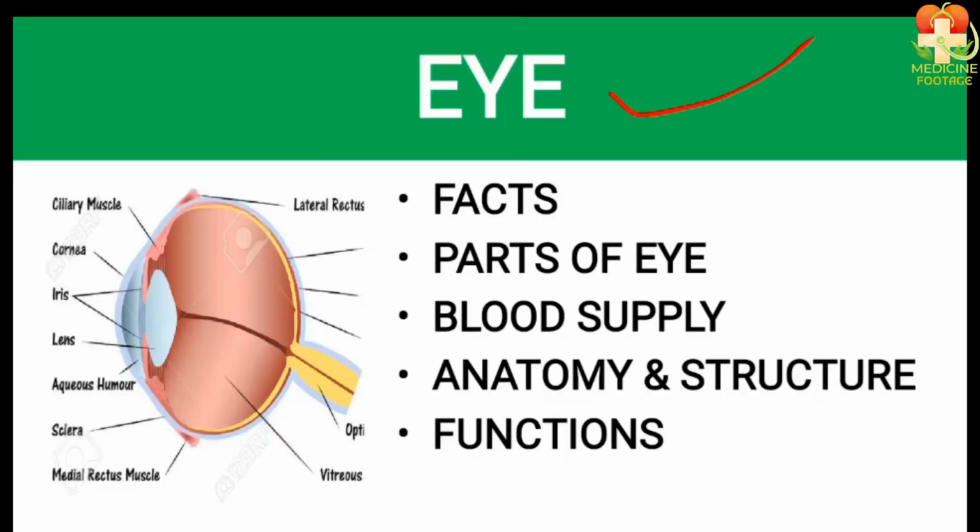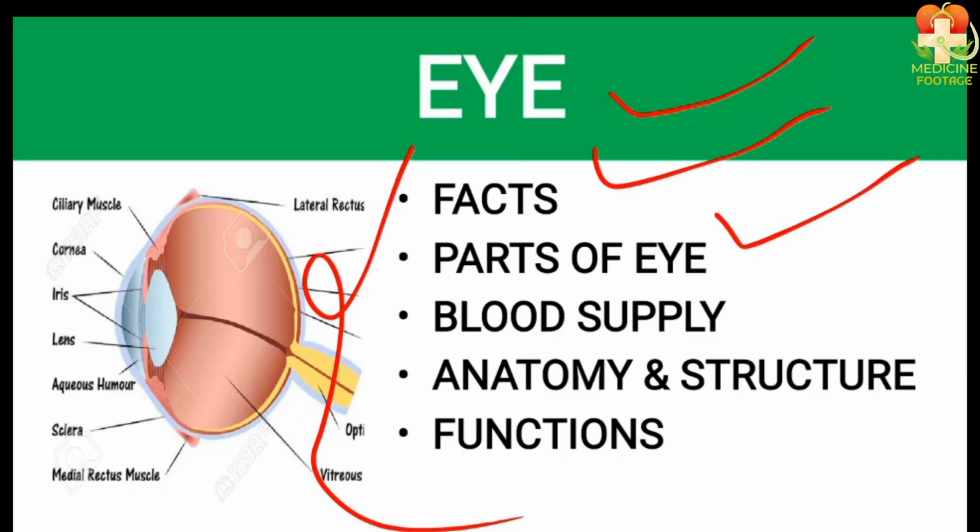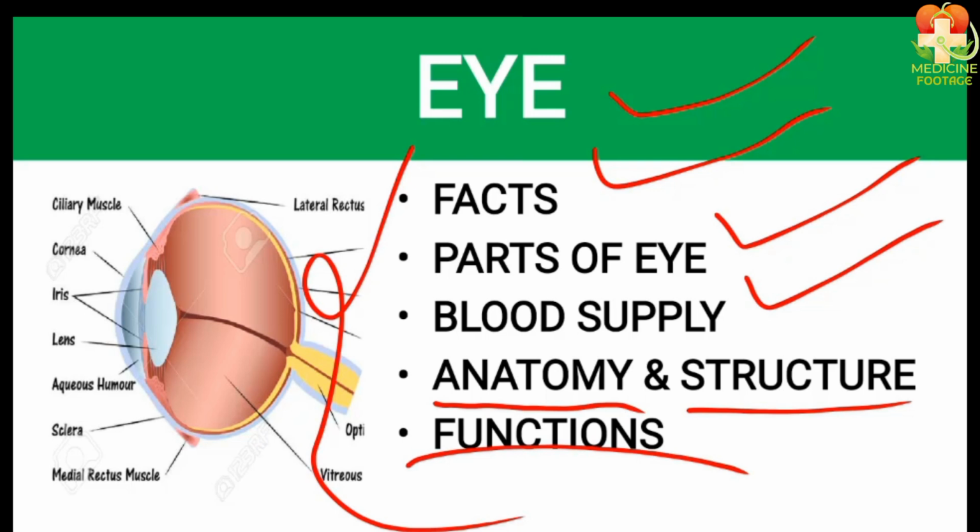In this lecture, the list of topics we will cover are as follows. First of all, we will study some interesting facts related to the eyes. After that, we will study the parts of the eye. Next, we will see which arteries supply blood to the eyes. Then, we will study the anatomy of the eyes and then study the structure of the eye. After covering all these topics, we will study the functions of the eye.